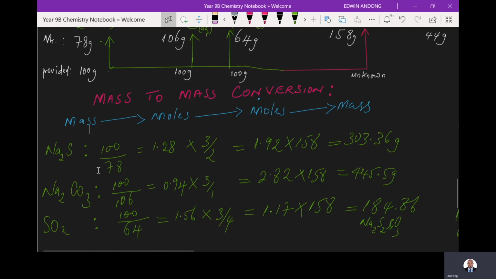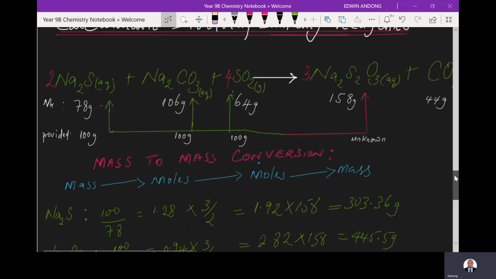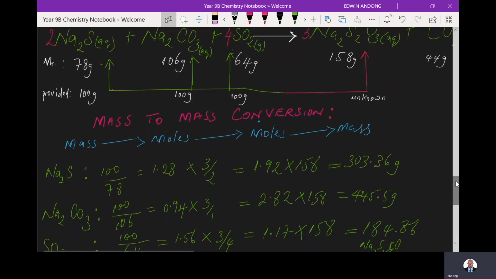For instance, we are taking first sodium sulfite. Sodium sulfite has a molar mass of 78, and the mass that has been provided is 100 grams. To convert it to the number of moles of sodium sulfite, we need to divide the mass by the molar mass. And we will have 1.2 moles of sodium sulfite.